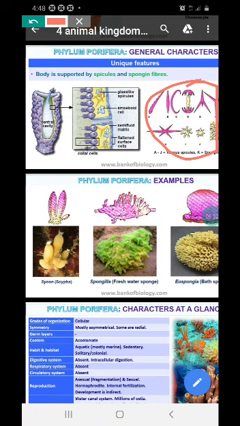So this looks like the sponge. You have seen the sponge, right? They used to rub their body with it while taking a bath. They are collectively called sponges. Clear? And these are the general characters put together. Read it once.